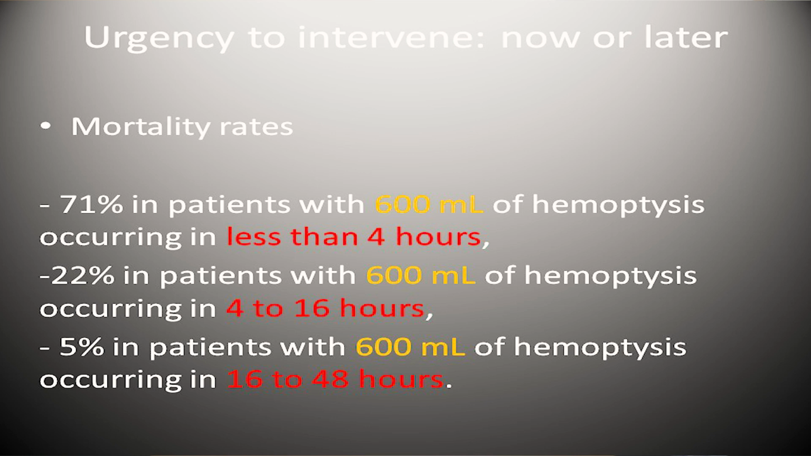So we have defined 1 cup, 250 ml of blood is important, quantity wise. But more important is over what period of time that's happening. If it's happening for 16 to 48 hours, over 2 days or so, very less mortality, only 5%. But if that's happening very suddenly, patient is just pouring out blood, so that 250 ml happening in less than 4 hours, 71% of these patients will die actually. So if you see that amount coming out, we need to intervene quickly.